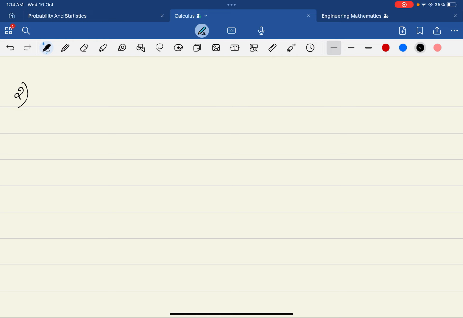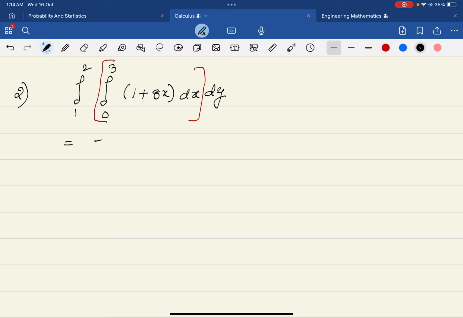Let us take the problem as double integral 1 to 2, double integral 0 to 3, of 1 plus 8x dx dy. So what we do first is integrate with respect to x. We put a bracket around the innermost integral, then you will understand easily. So we are slowly making the double integral into a single integral and solving.